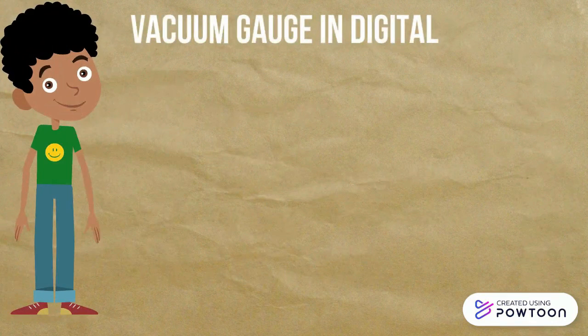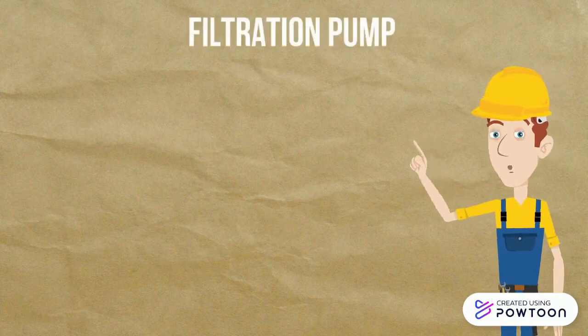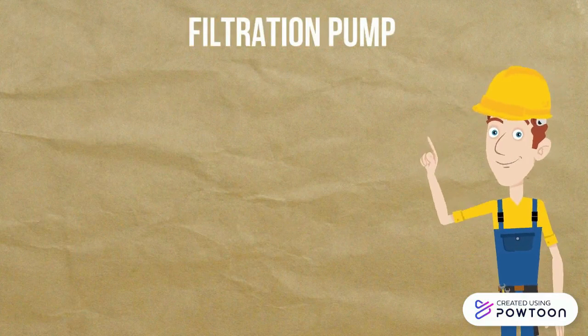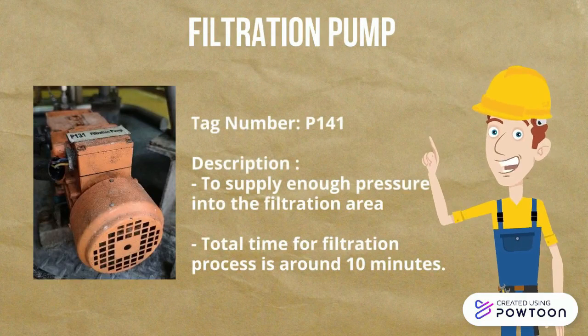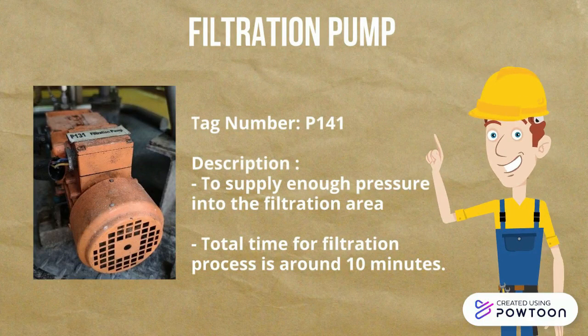Vacuum gauge in digital. It functions to measure the vacuum pressure in the tank. The reason the gauge is digital is to display a more accurate value. Next is the filtration pump. It functions to supply enough pressure into the filtration area. The total time for the filtration process is around 10 minutes.